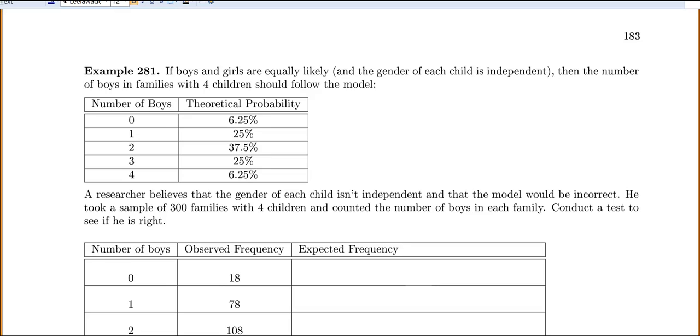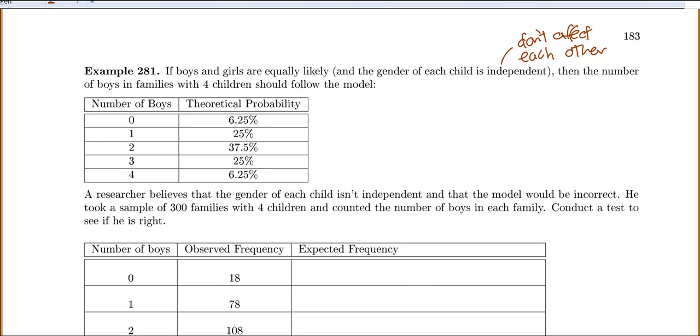In our next example, we learn that if boys and girls are equally likely, and the gender of each child is independent, meaning they don't affect each other, so in other words, getting a boy first doesn't affect what you get for the next child. So if that's true, then the number of boys in families with 4 children should follow this model.